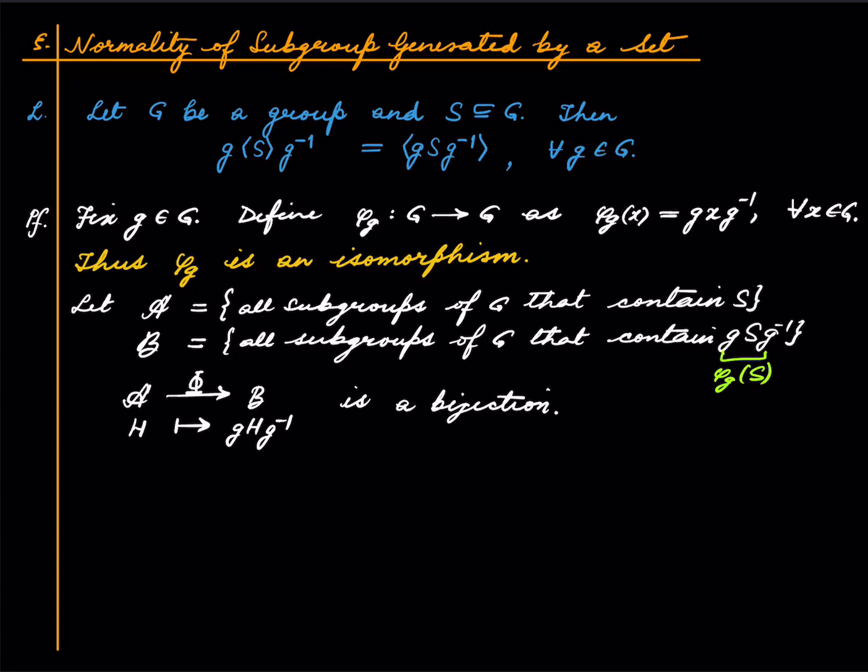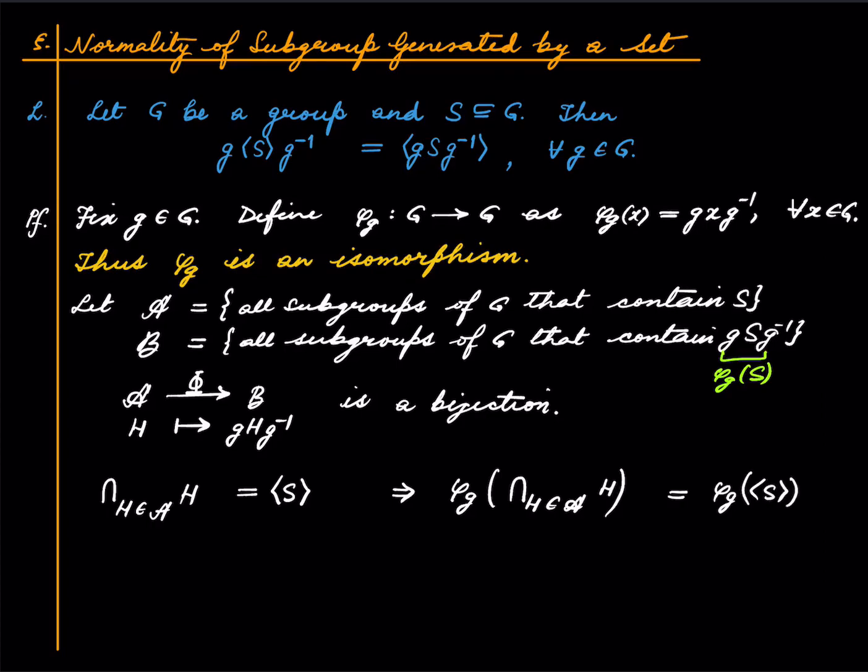then this intersection, what is this? This is precisely the subgroup generated by S. That is the definition of the subgroup generated by S, because the subgroup generated by S is the quote-unquote smallest subgroup of the group G which contains S, and that is the intersection of all the subgroups that contain S. So this is equal to the subgroup generated by S, and this implies the image of this under phi G. So phi G of the intersection of H in script A is equal to the image under phi G of the subgroup generated by S.